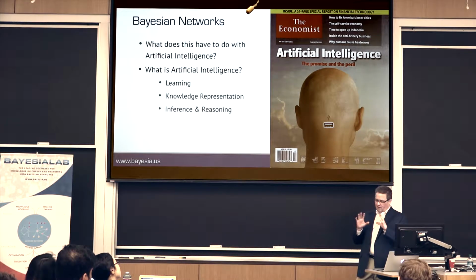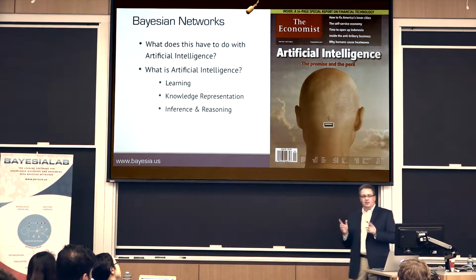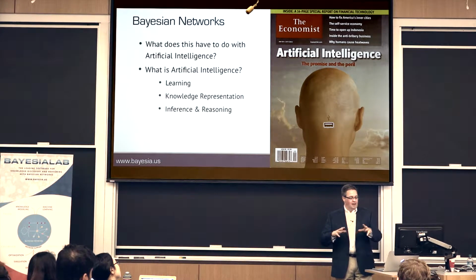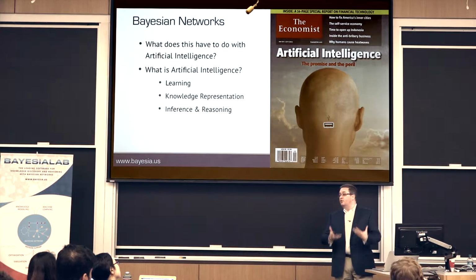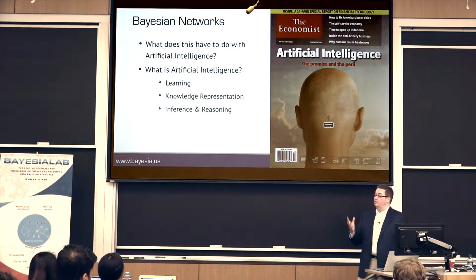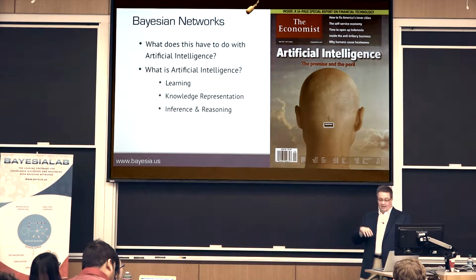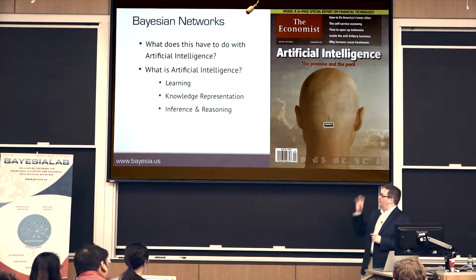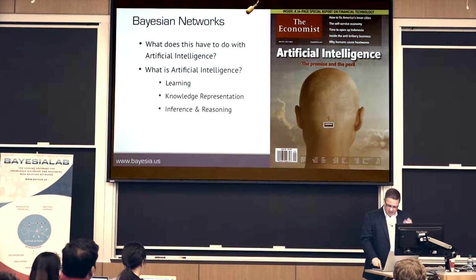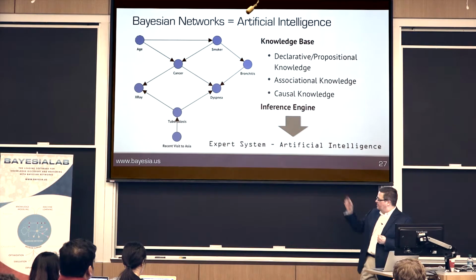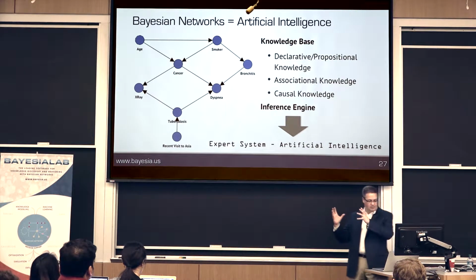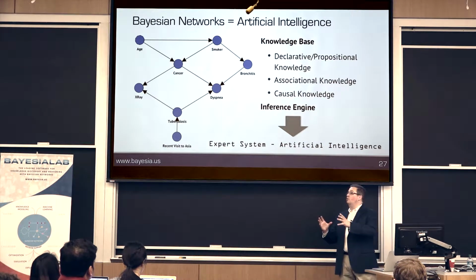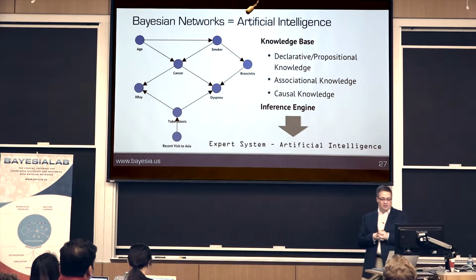So looking at the basics, what is artificial intelligence? Artificial intelligence refers to machines that can learn by themselves. It refers to machines that can represent knowledge. And then it's about machines that can perform inference and reason. Now just bear these concepts in mind, and let's take a look at this network that we just used, the network of lung patients.